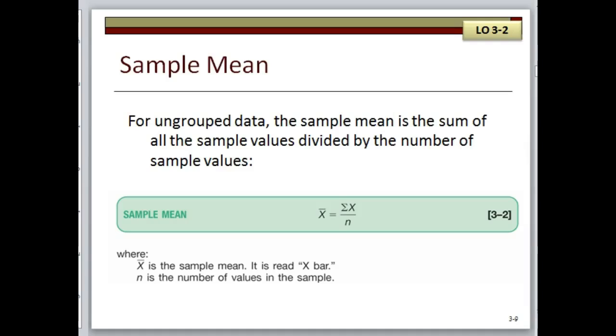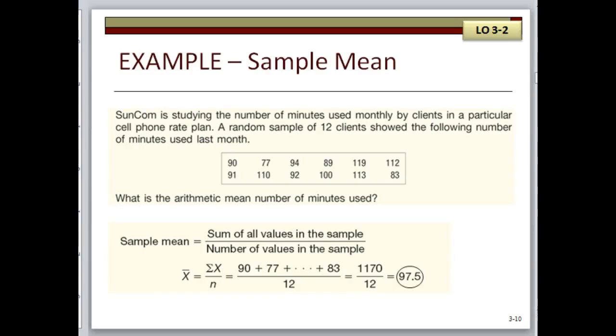Here is an example. Suncom is studying the number of minutes used monthly by clients in a particular cell phone rate plan. A random sample of 12 clients showed the following number of minutes used last month. So that's right here. What is the arithmetic mean number of minutes used?